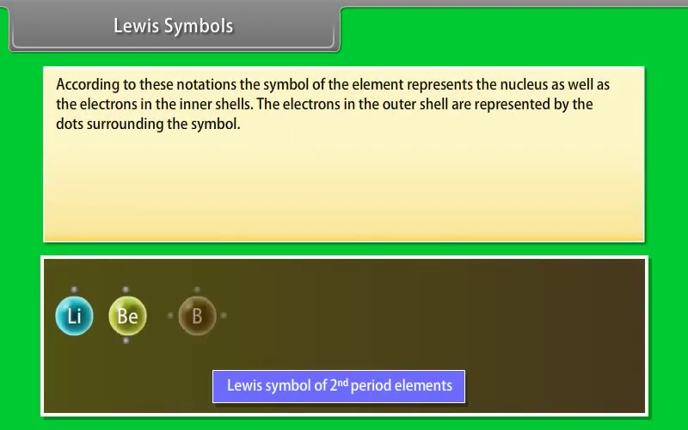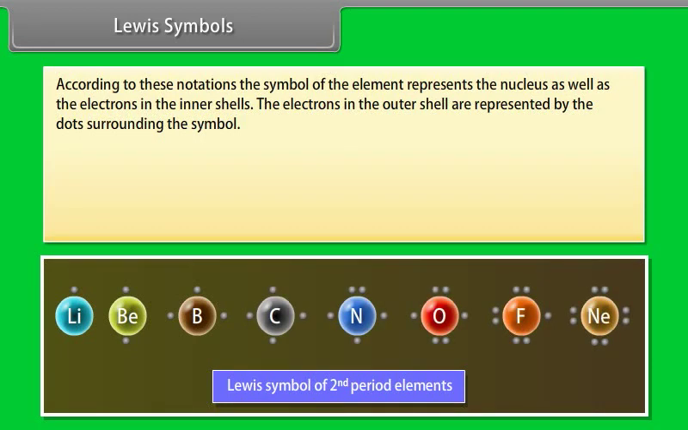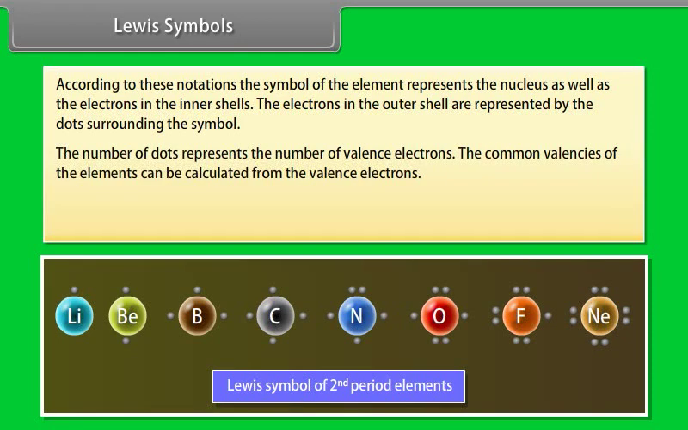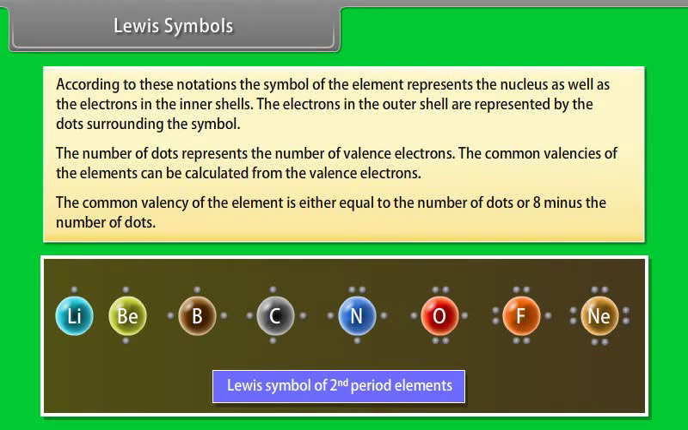Lewis symbols. According to these notations, the symbol of the element represents the nucleus as well as the electrons in the inner shells. The electrons in the outer shell are represented by dots surrounding the symbol. The number of dots represent the number of valency electrons. The common valencies of the element can be calculated from the valency electrons. The common valency of the element is either equal to the number of dots or 8 minus the number of dots.